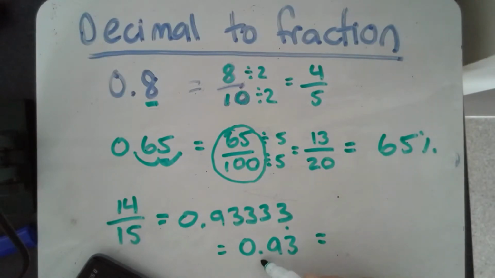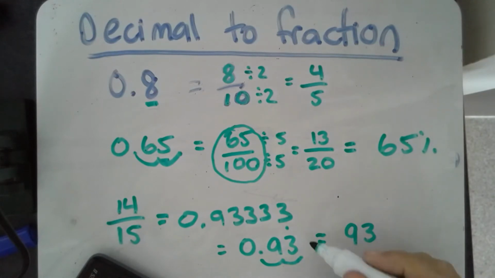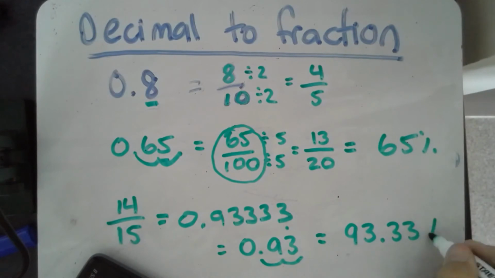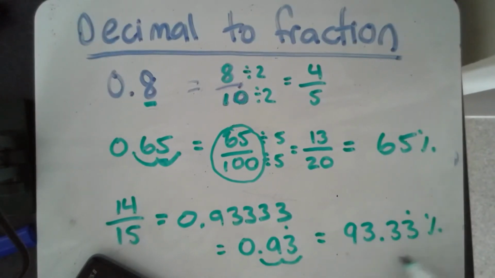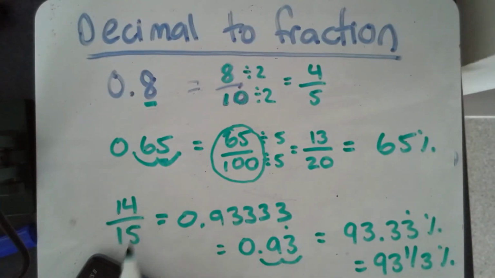We could actually times this by 100 and say 93, and because we knew that 3 kept on going, we'd actually go 93.33%. What happens when we get 0.3333 forever? What does that actually mean? It actually means a third. So it would actually be 93 and 1/3%. So for example, if you got 14 out of 15 in an exam, you could say, well, I got 0.93 recurring, or I got 93 and 1/3%.